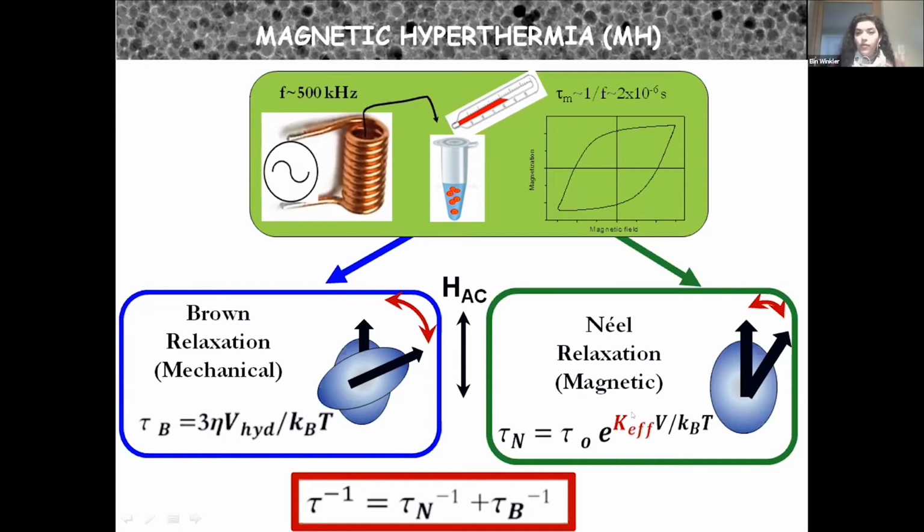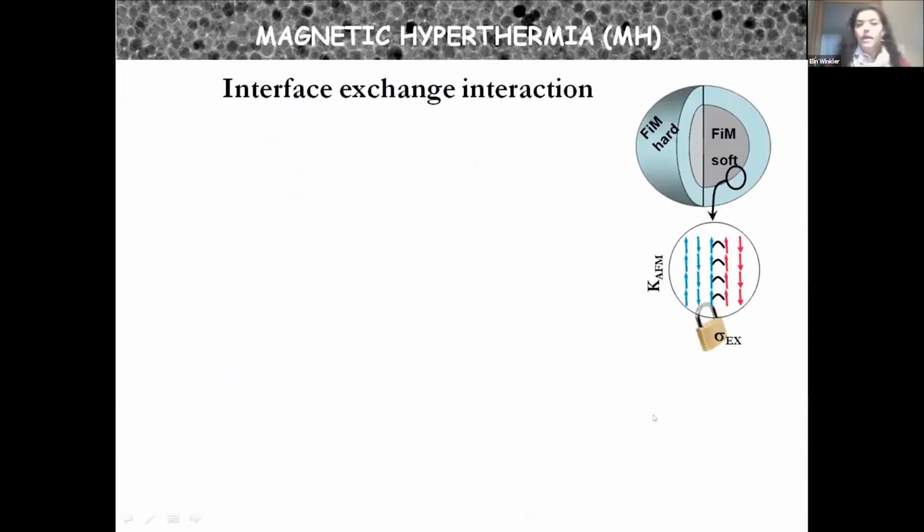So, if we can change or control the magnetic anisotropy of the system, we have a tool to select one mechanism or the other. Here you can see that we can change the volume of the nanoparticle, but in that case, we're changing both the Néel relaxation and also the Brown relaxation. So the correct tool to modify is the anisotropy energy. And we can do that by the design and fabrication of core shell magnetic nanoparticles.